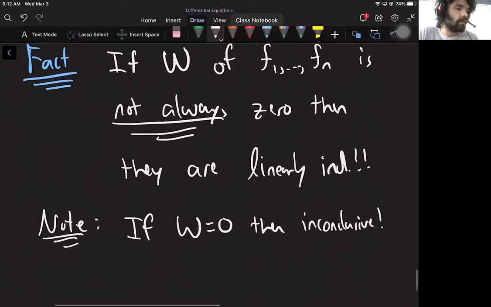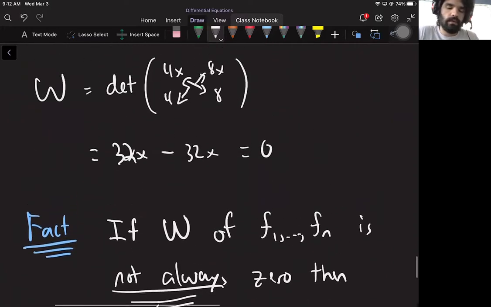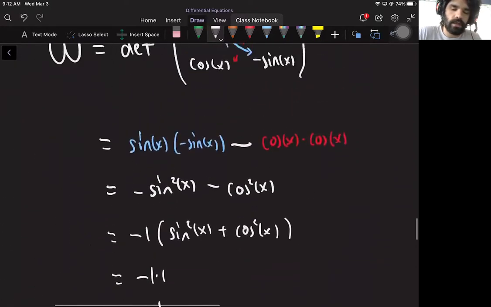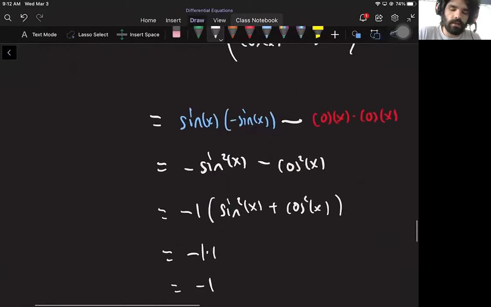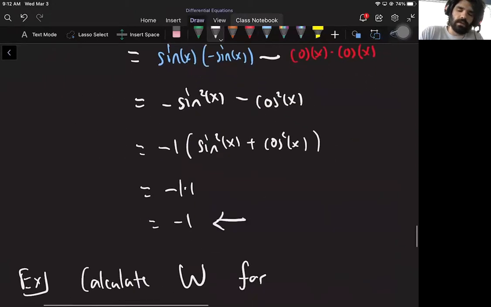So I just calculated some Wronskians. So let's see if I can say anything. So this first Wronskian, is this always 0? No, not always 0.